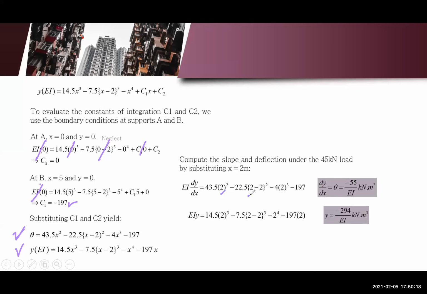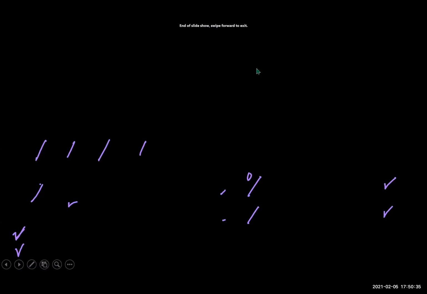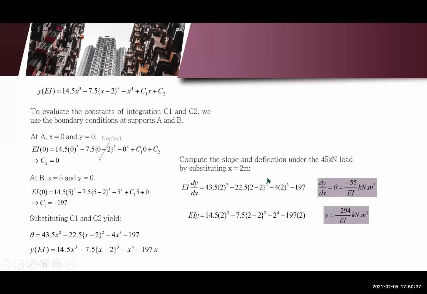In the slope equation, there, we will get the theta. Substitute the 2, and you will get your deflection. Okay, so this is the last example, I think. This is the last example for the double integration method.